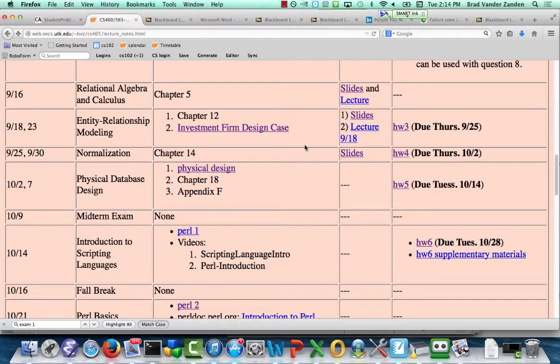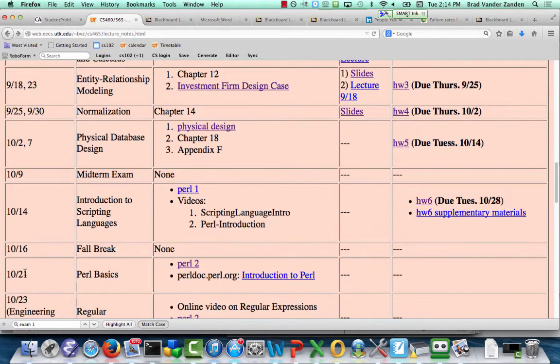Just an announcement to begin with. I had listed the first exam as being on October 9th, and I'm tentatively thinking of moving it back to October 21st, which is after fall break.